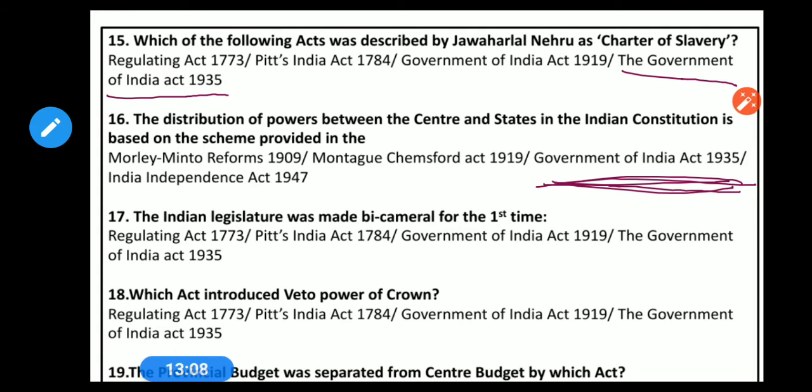17th question. The Indian legislature was made bicameral for the first time by which act? Options are Regulating Act 1773, Pitt's India Act 1784, Government of India Act 1919, the Government of India Act 1935. The correct option is Government of India Act 1919. This is also called the Montagu-Chelmsford reform, and through this reform the bicameral legislature was introduced in India.